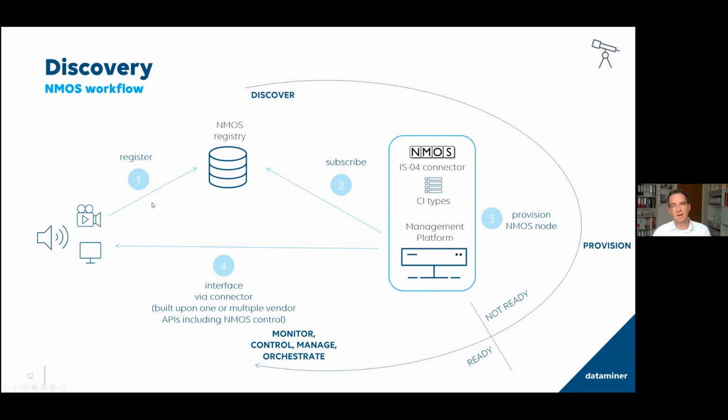And once we have discovered the device, and that's important, the workflow is just the same. We start a provisioning process for that NMOS node. And once we have provisioned the node, the device, we can start interfacing via connectors. That can be, again, an NMOS connector, something IS-05, IS-08, or the proprietary ones provided by the vendors. But overall, the workflow at the end, once we have provisioned things, a certain node, a certain device, is the same for NMOS and non-NMOS devices.